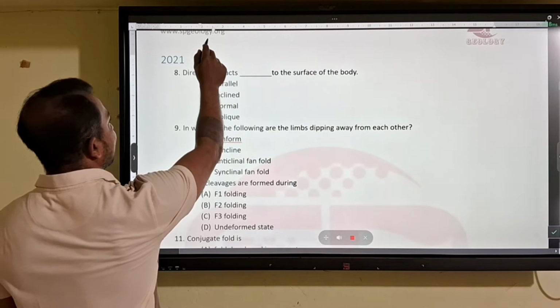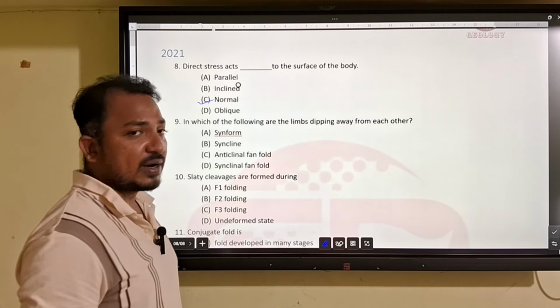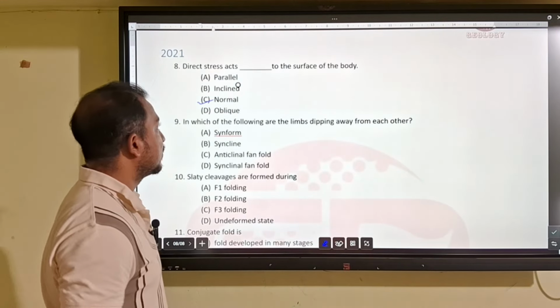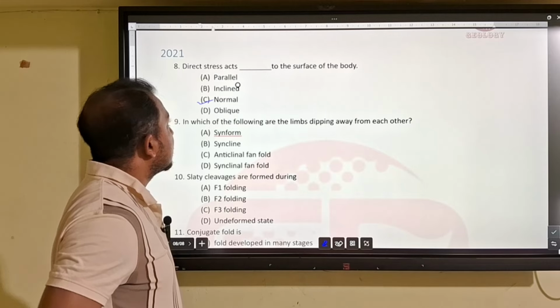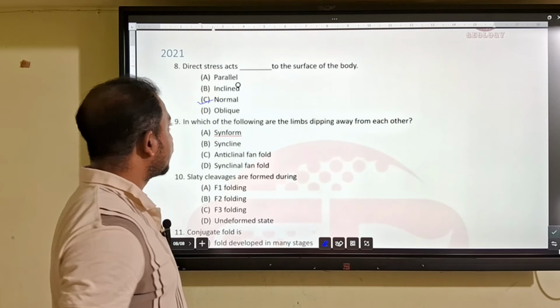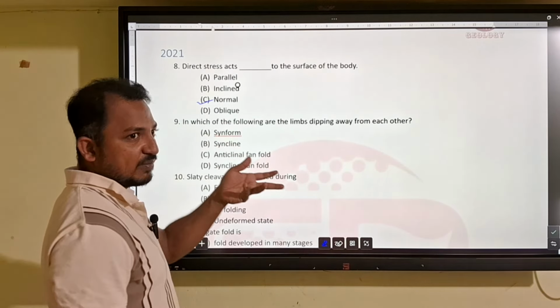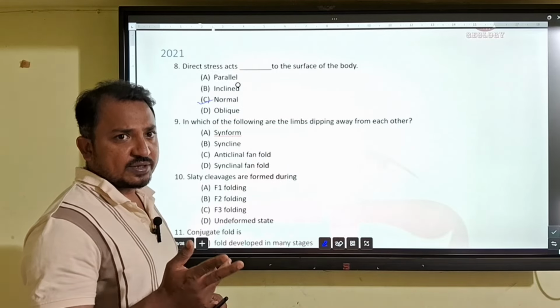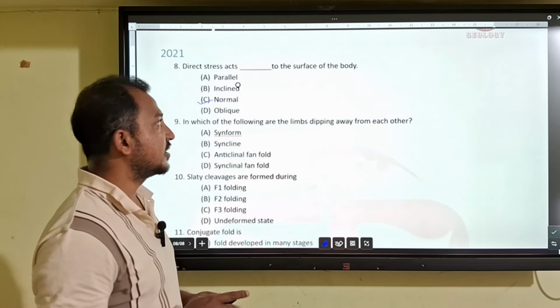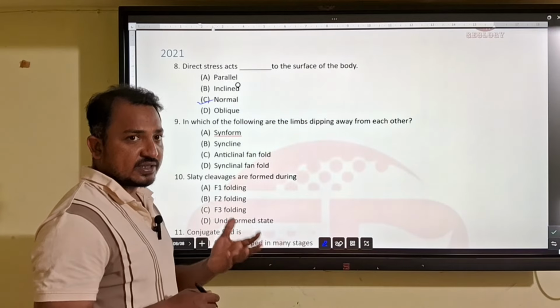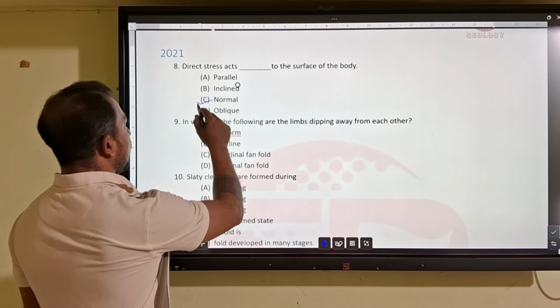Next comes the 2021 questions. Direct stress. Always remember, direct stress acts perpendicular to the surface, normal to the surface. That is called direct stress. If it is acting parallel, then it is called shear. Inclined and oblique are the same thing. If it is acting inclined, then it will be resolved into components: one normal stress, two shear stress. One can say normal stress is your direct stress. So the answer will be normal.